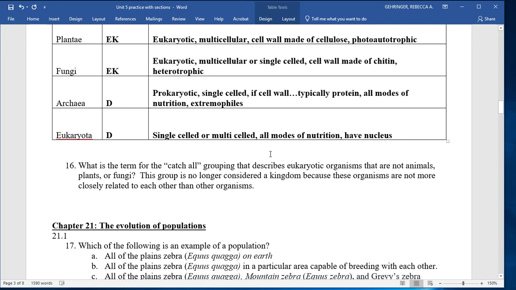What's the term for the catch-all grouping that describes eukaryotic organisms that are not animals, not plants, not fungi? We no longer consider this a kingdom because these organisms are not more closely related to each other than other organisms. So remember we kind of joked and said, oh, that's the catch-all group, like, we didn't know what else to call you, so we'll call you a protist. This is a common mistake, but remember that protists are eukaryotic. It's common to get that confused, but we said it's a eukaryotic group here.